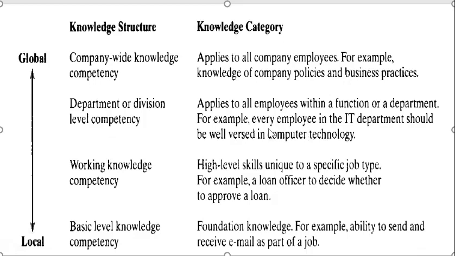For example, this applies to all the employees within a functional department. Now, within a department, if you are a loan officer, you only talk about the loan. But if you are, say, an insurance officer, that may have different skills. Now, for the department or division level competency, all employees should have these basic competencies. For example, every employee in the IT department should be well versed in computer technology. And the last and highest level, the fourth tier, is company-wide knowledge that all employees should know, for example, the company policies and business practices.